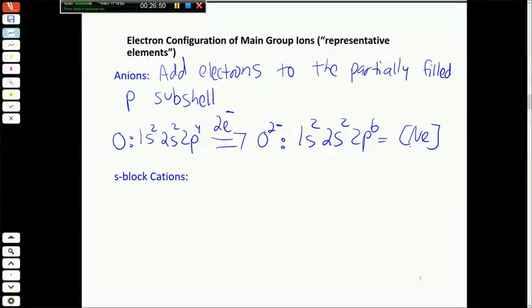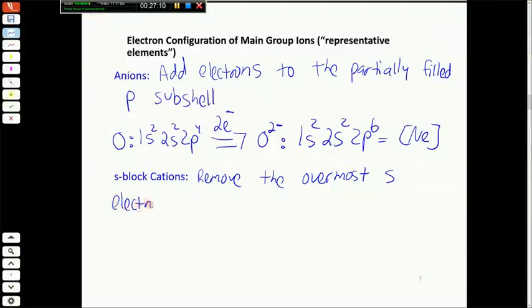If we go to the cations for the s block, in this case we're going to remove electrons. And we always remove the valence electrons. The valence electrons are the ones that participate in the chemistry. So when we're talking about s block cations, we have to remove the outermost s electrons. Again, those are the valence electrons that have the highest value of n, the highest principal quantum number.